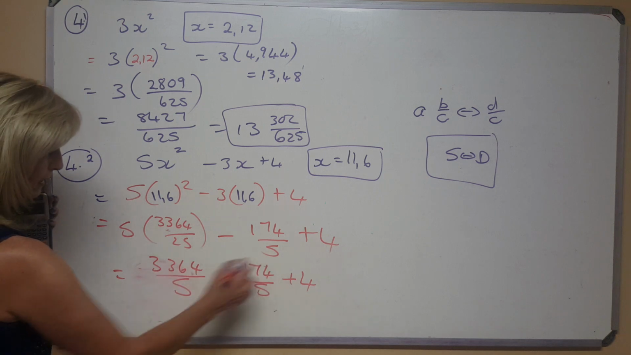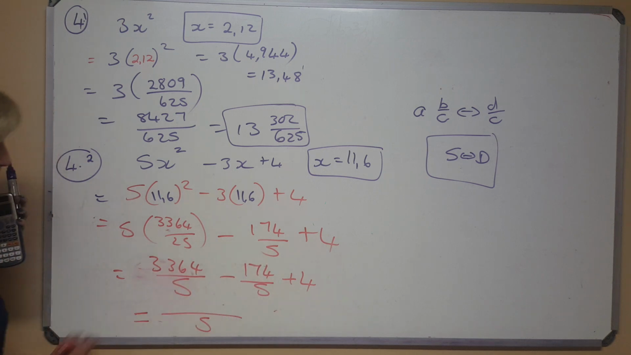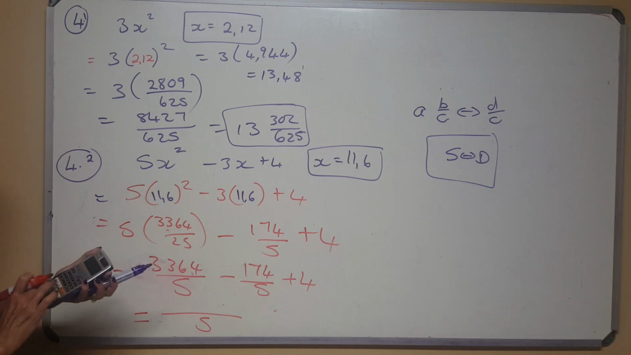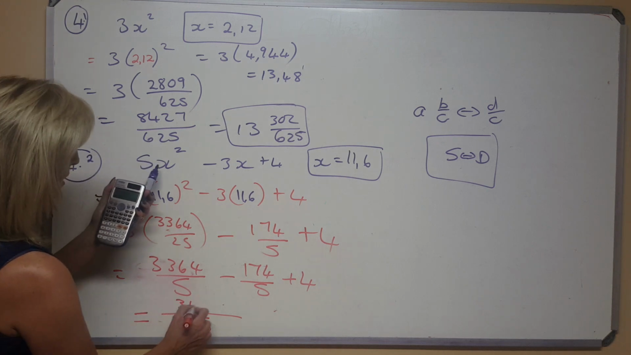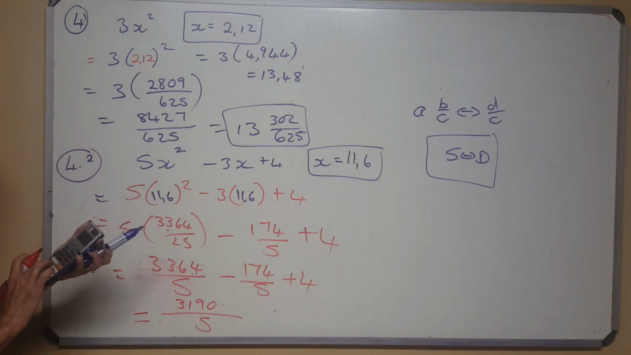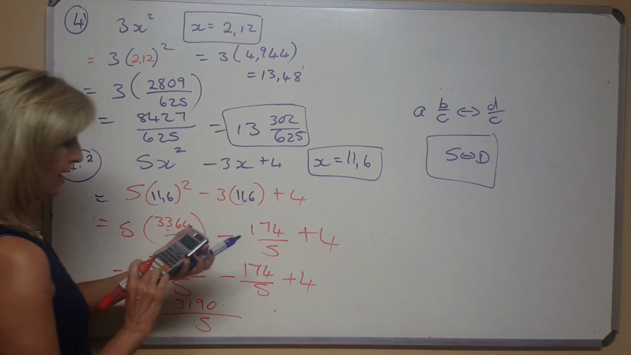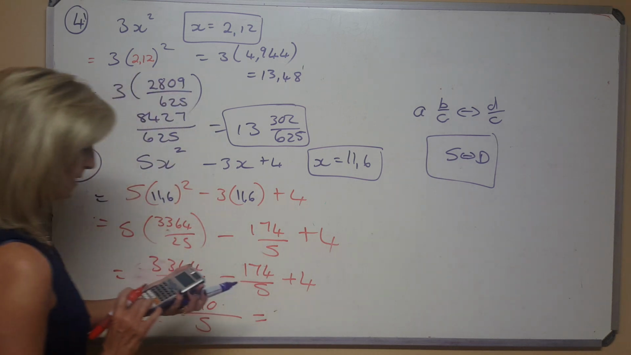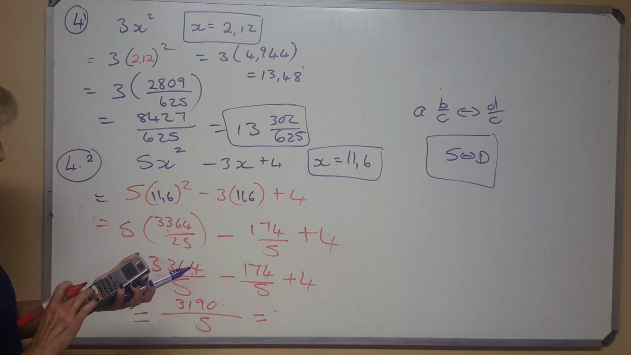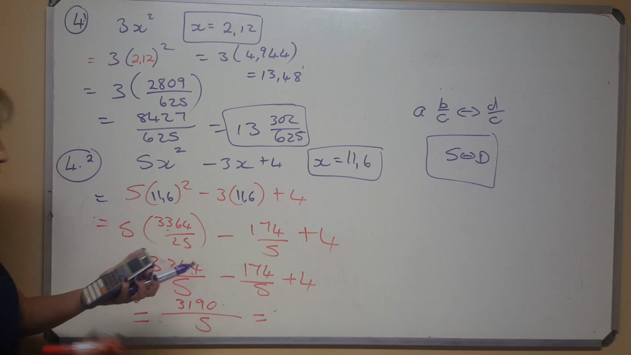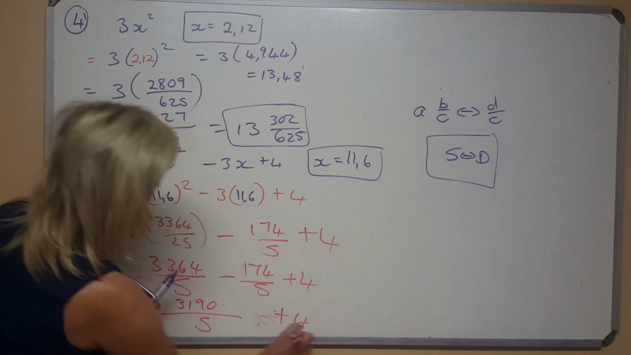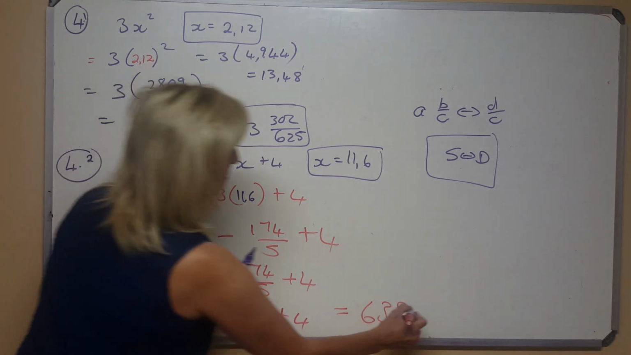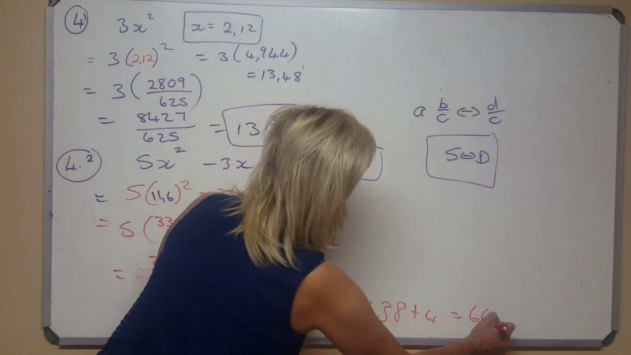These two you can add by putting them both over the 5, so it's going to be that amount, the 3364 minus the 174 gives me 3190, which is over 5, and then I add to that 4. If I say 3190 divided by 5, I get 638. Sorry, so this answer is 638. Plus the 4 will give me 642.